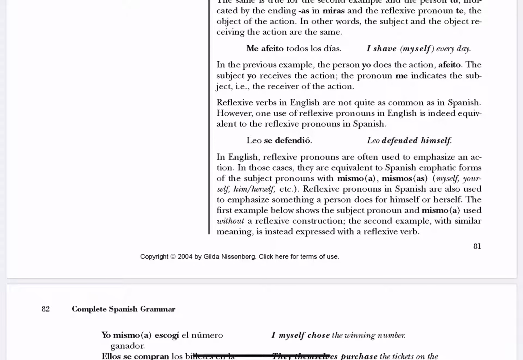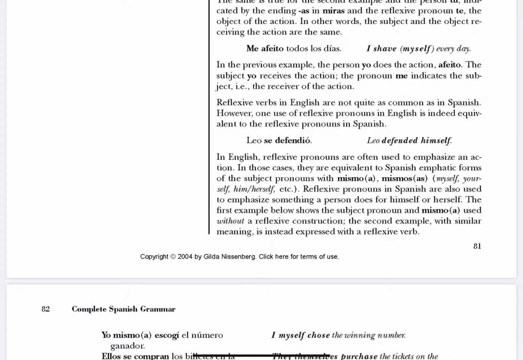"Me afeito todos los días." I shave, meaning I shave myself every day. Obviously, in English, we don't say myself because that's pretty much understood when we say I shave. Okay? In the previous example, the person yo does the action, afeito. The subject yo receives the action, so the pronoun me indicates the subject, i.e. the receiver of the action.